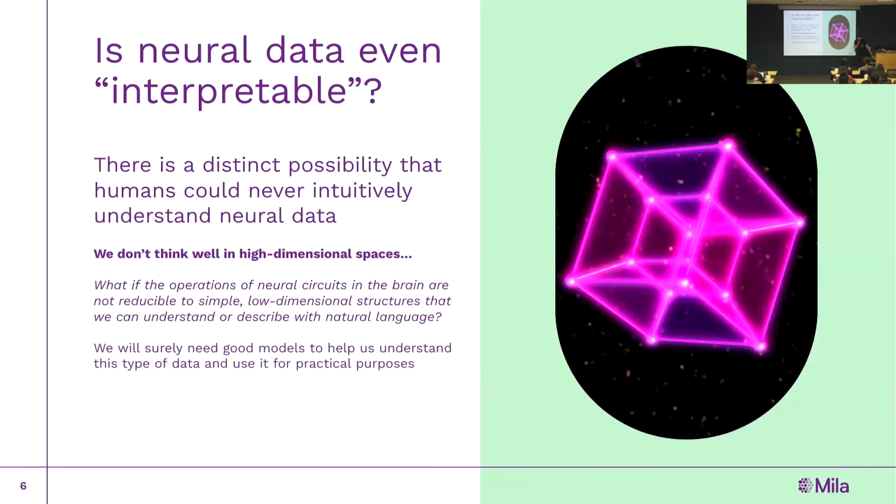The problem is, I think, one of the reasons we have this "some stuff happens in between" issue, and this is honestly something that keeps me up at night, is there's this question, and this is the philosophical can of worms I'm here to open up today: is neural data even interpretable?